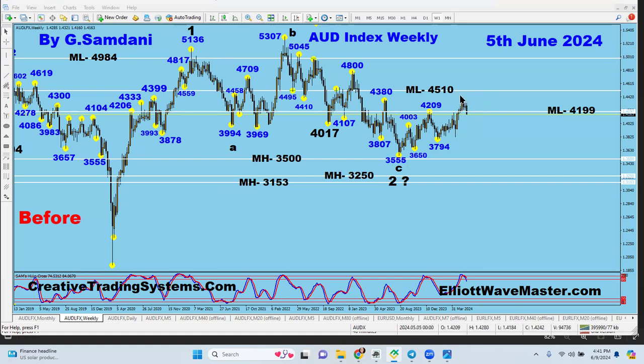USD gets strong, Aussie gets weaker. Just the opposite, it goes the opposite direction nowadays. So more to come to the downside, and then these numbers will come into play, especially 4107. So pay attention to that.